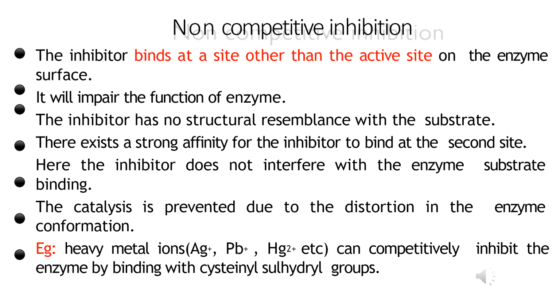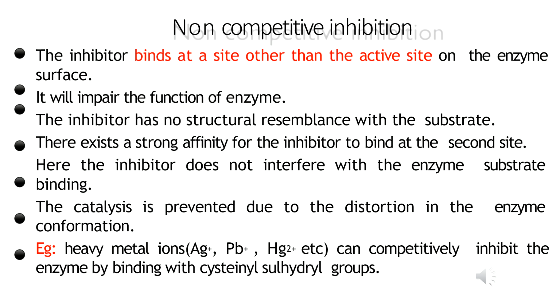The second one is non-competitive inhibition. So here in non-competitive inhibition, the inhibitor binds at a site other than the active site on the enzyme surface, and it will impair the function of enzyme. So the inhibitor has no structural resemblance with the substrate, so there exists a strong affinity for the inhibitor to bind at the second site. Here the inhibitor does not interfere with the enzyme substrate binding. The catalysis is prevented due to the distortion in the enzyme conformation.